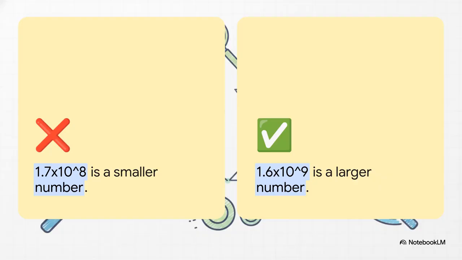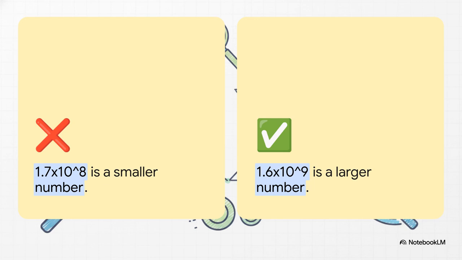Let's lock this in with one final example. Compare 1.7 times 10 to the 8th power versus 1.6 times 10 to the 9th power. Once again, please don't let initial appearances fool you. The 1.7 is technically larger than the 1.6, and your brain might just want to scream that the first option is bigger. But right judgment tells us to immediately look at the exponents.